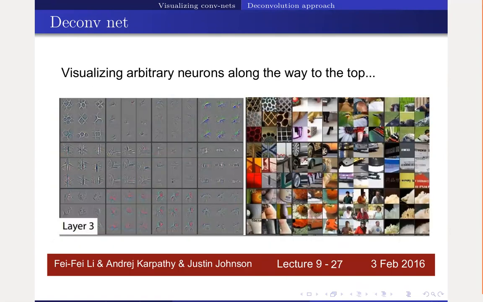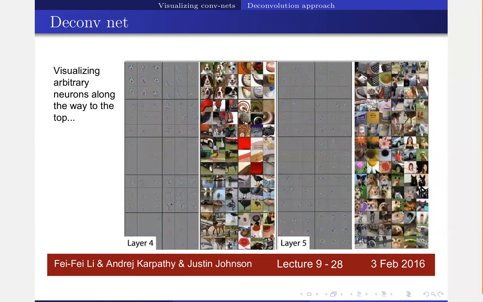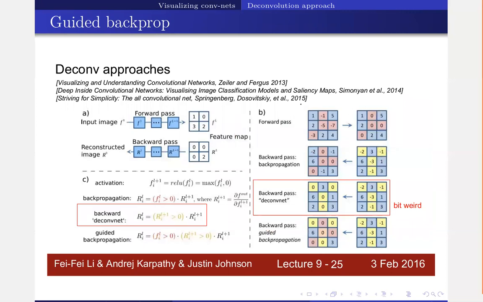For example, if you look at a later layer, looking at a particular neuron, it looks quite nice. That's also a later layer. And again, this is what I'm doing with the deconvnet. There are other approaches.